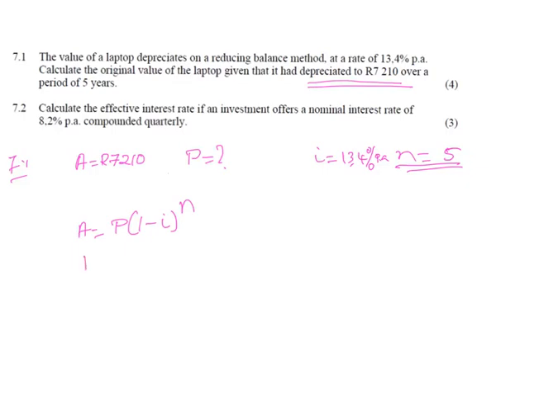What I'll do here, as I told you, P is equal to A times (1 minus I) to the power of negative N. So I will use that one here. Now I write down the information. A is given to be 7,210. (1 minus I) is given to be 13.4% to the power of negative N, that is negative 5. So I use my calculator now to calculate the value of P.